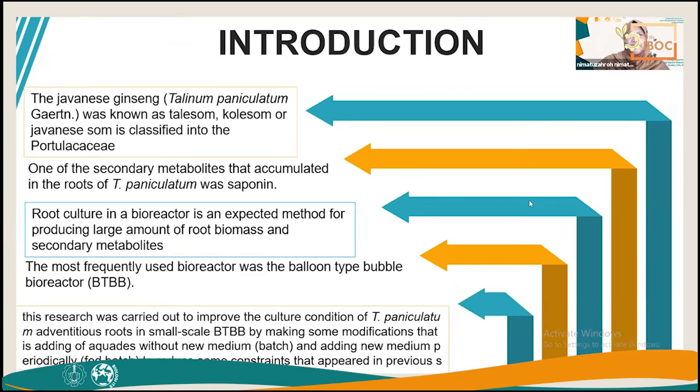Root culture in a bioreactor is an expected method for producing a large amount of root biomass and secondary metabolites. The most frequently used bioreactor is the balloon type bubble bioreactor, or BTBB. This research was carried out to improve the culture condition of Talinum paniculatum adventitious root in a small-scale BTBB by modifying it: adding aqueous without a new medium, which we call batch, and adding new medium periodically, or fed-batch, to reduce some constraints that appeared in previous studies.